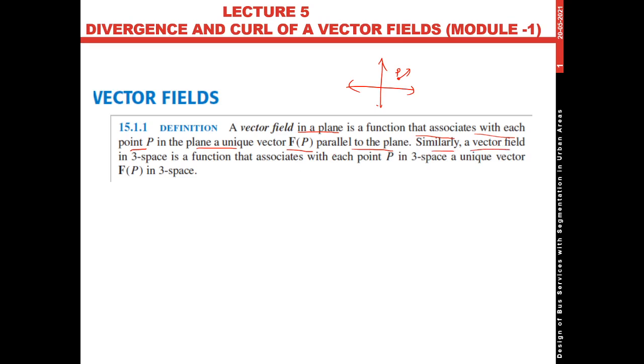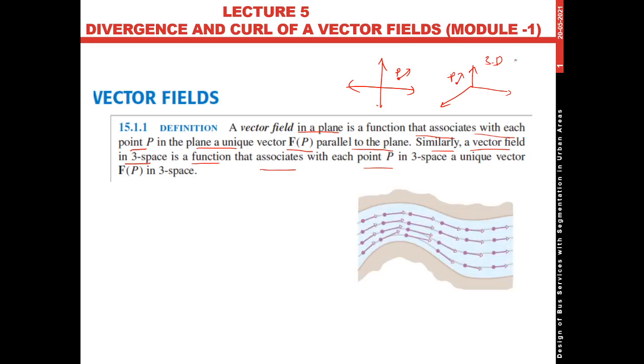Similarly, in three-dimensional space, a vector field is a function that associates with each point p in 3-space a unique vector. That is, if this is a 3D space, for any point p in 3D space, if we associate a vector, then we call that field a vector field.